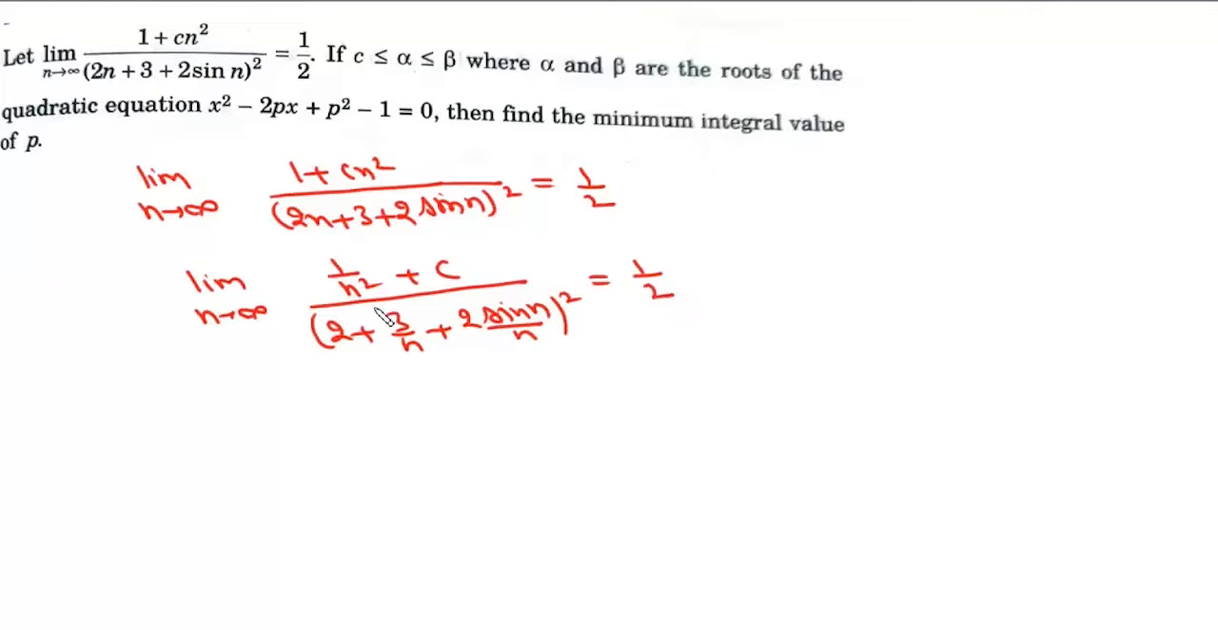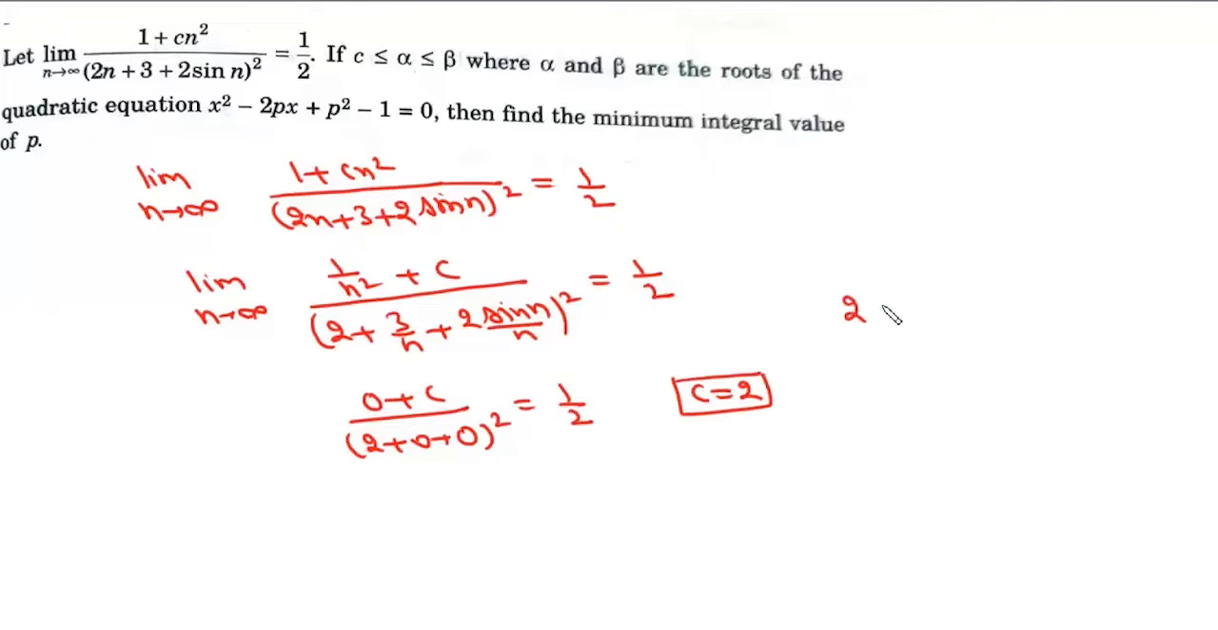Now we put n tends to infinite, this is 0 plus c, and this is 2 plus 0. Now this is sine infinite upon infinite. Now sine infinite is oscillating value, which is minus 1 to 1. So minus 1 to 1 upon infinite is 0. So this is 2 plus 0 whole square, and it is 1 by 2. So value of c is simply 2. So from here we'll get the value of c as 2.